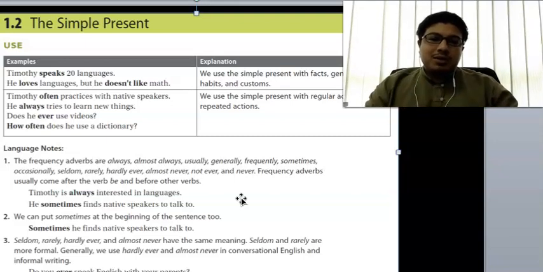So with simple present tense, you have some words that normally you have with simple present tense, like always, almost always, usually, generally, frequently, sometimes, occasionally, or even seldom, or rarely, or every, or often. So that is about simple present tense. We'll meet again in the next lesson. Thank you.